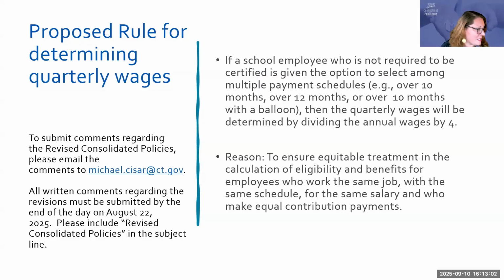We just did this. But if a school employee who is not required to be certified is given the option to select among multiple payment schedules, for example, over 10 months, over 12 months, or over 10 months with a balloon, then the quarterly wages will be determined by dividing the annual wages by 4.